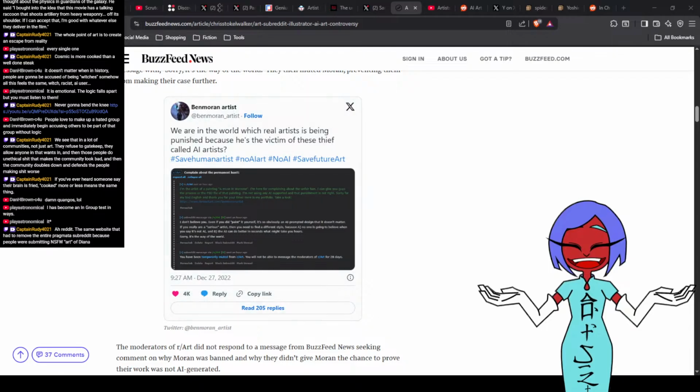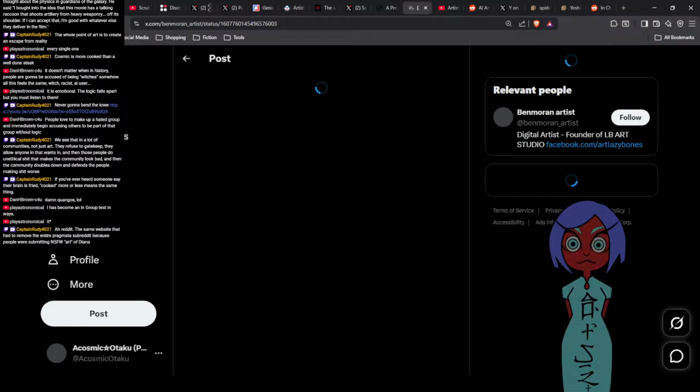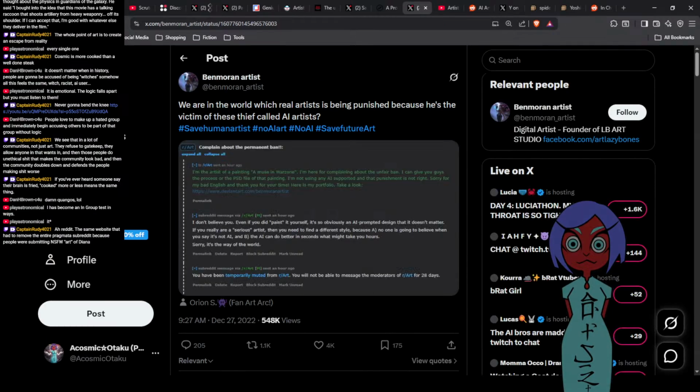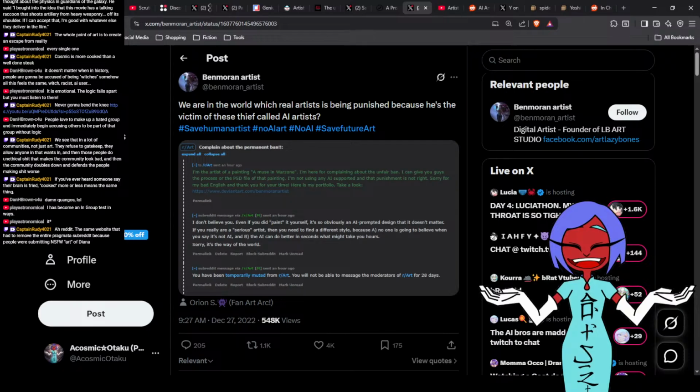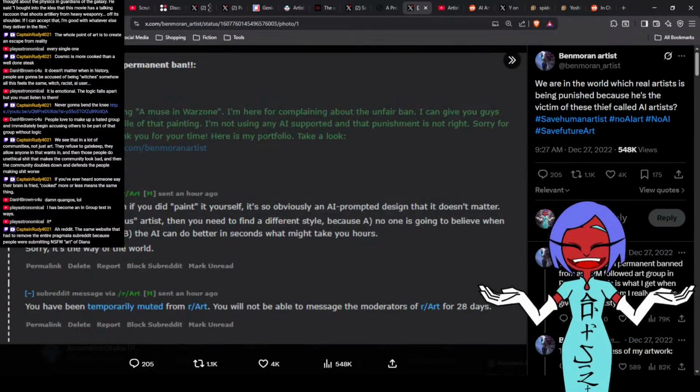So here we go. Direct tweet from the guy. "We are in a world which real artists is being punished because he's the victim of these thief called AI artists." Yeah, this guy has no idea how AI art works. But anyway, let's look at the image. Or actually, I guess we're going directly to the tweet, right? And how funny is it that someone who has been promoting AI art is now having to defend a person who hates AI art, right? Anyway, so let's read this.